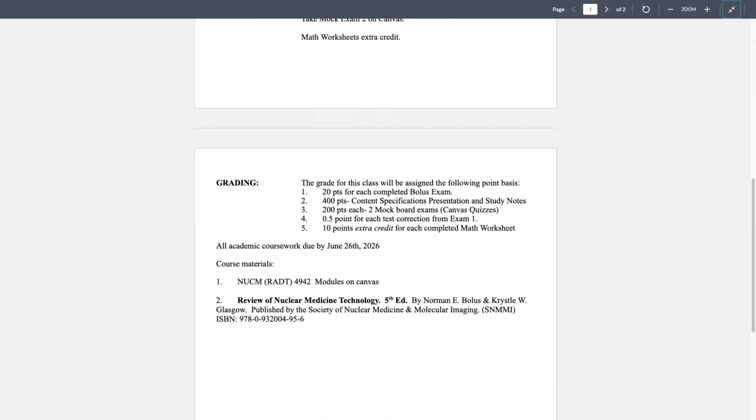Grading, the grade for this class is going to be based on a couple of different things. I'm going to give you 20 points for each bolus exam that you complete. So again, I'm offering you 1 through 4, and those will be worth 20 points each. On those, because you have the test and in the same book you literally have the answers, it's not something I grade.